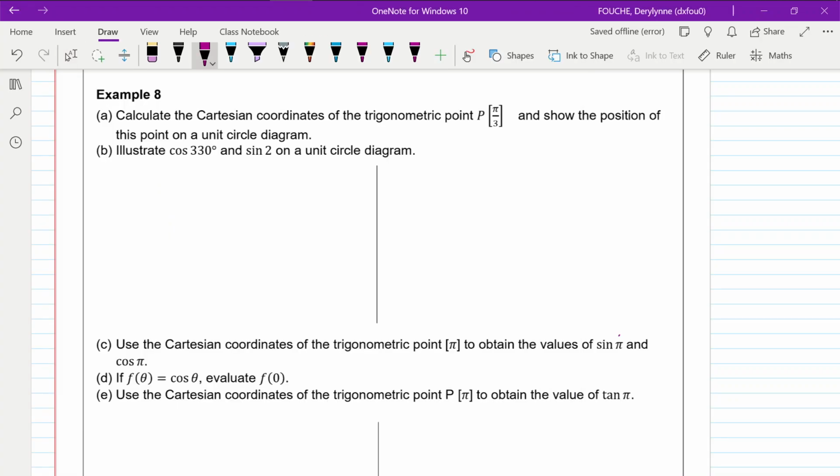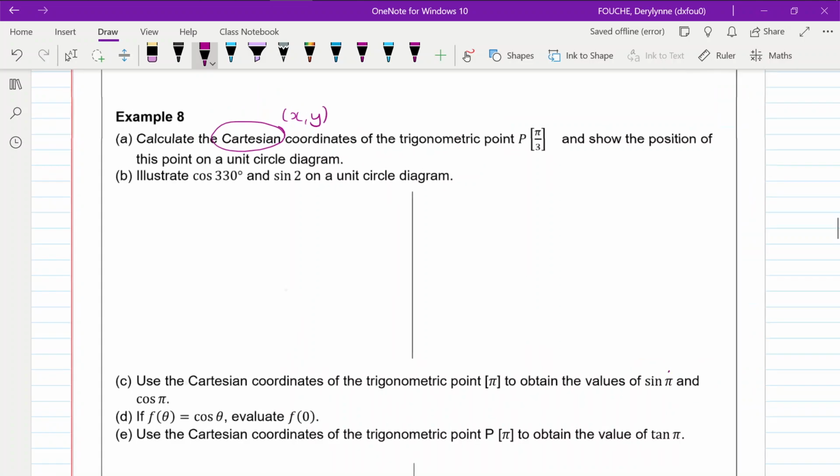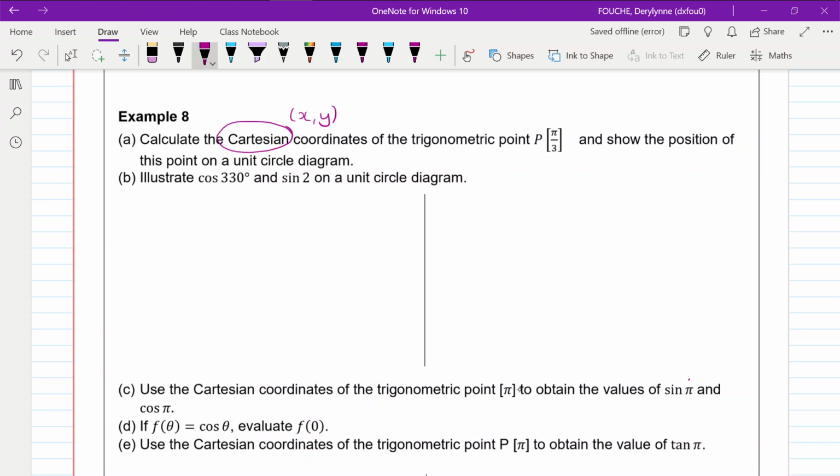Calculate the Cartesian coordinates of the trig point P, pi on 3, and show the position of this point on a unit circle diagram. Alright, when they're asking for the Cartesian coordinates, they're looking for an x and a y value. In order to find that, we need to remember that sine of an angle gives us our y value and cos of an angle gives us our x value.